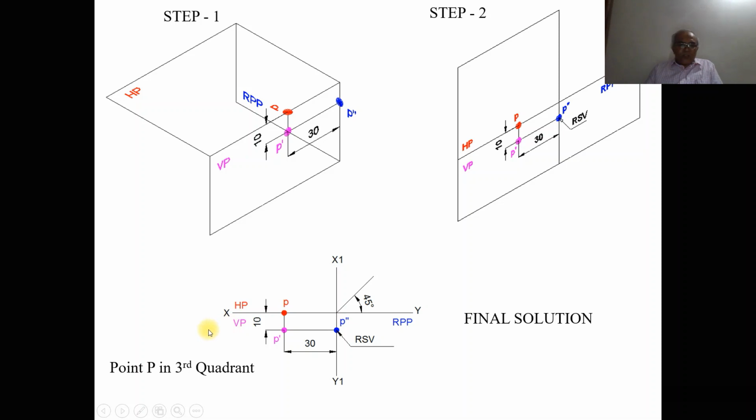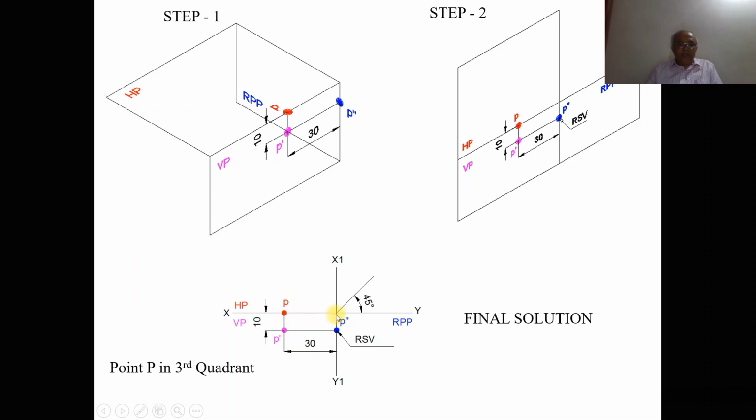Now when you want to draw by orthographic view, first draw the XY line and the X1, Y1 line, and then identify the planes HP, VP and RPP. Then from the X1, Y1 line, measure 30 mm and draw a vertical line parallel to X1, Y1. The distance below HP is 10 mm. Measure this distance and mark this point as P dash. Then since it is on VP, obviously that point will be on HP, so you get this point here. Mark this point as P.